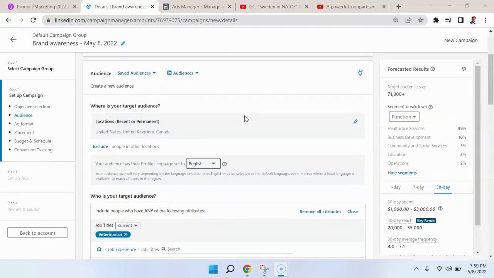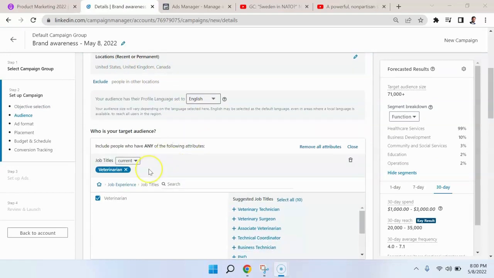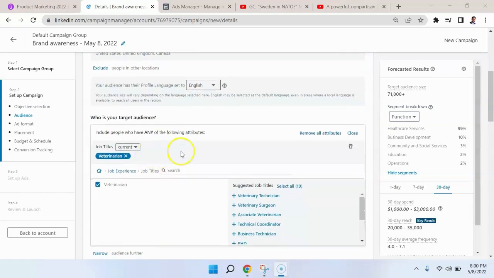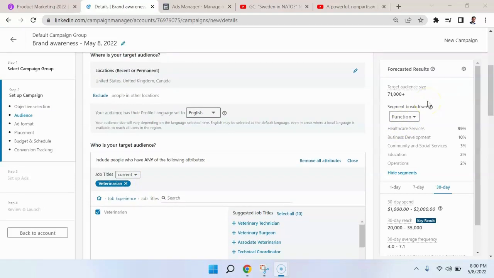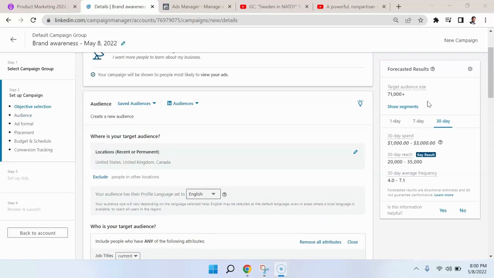So I just created an advertising campaign. I put the geography as the United States, the United Kingdom, and Canada. I put in the job title here as veterinarian. And you can see that on the right, we have an estimated audience size of 71,000. So that's a very viable size of an audience to do a long-term advertising campaign.